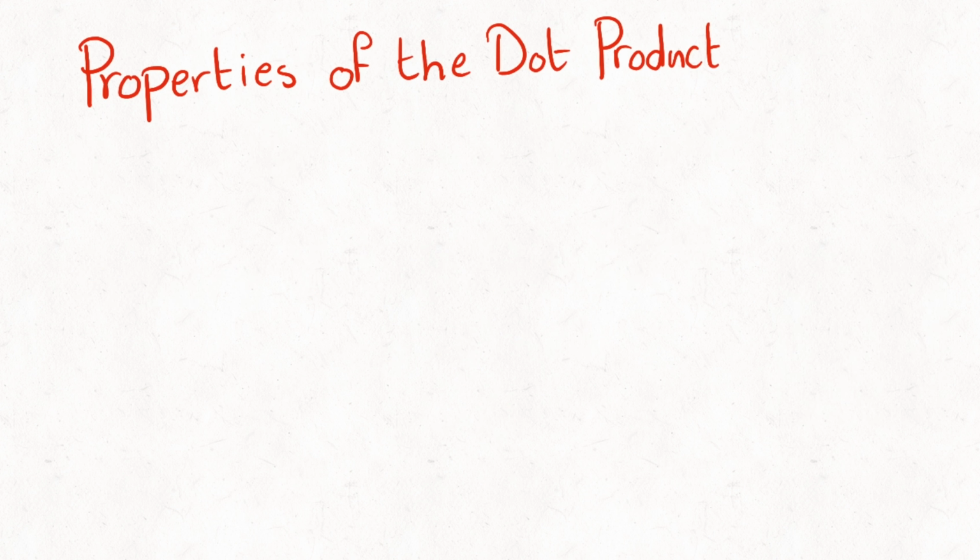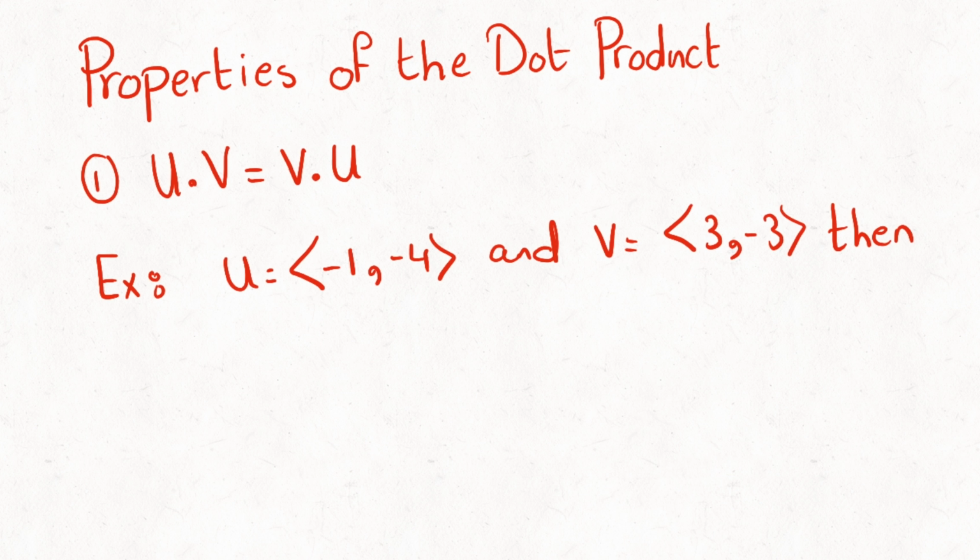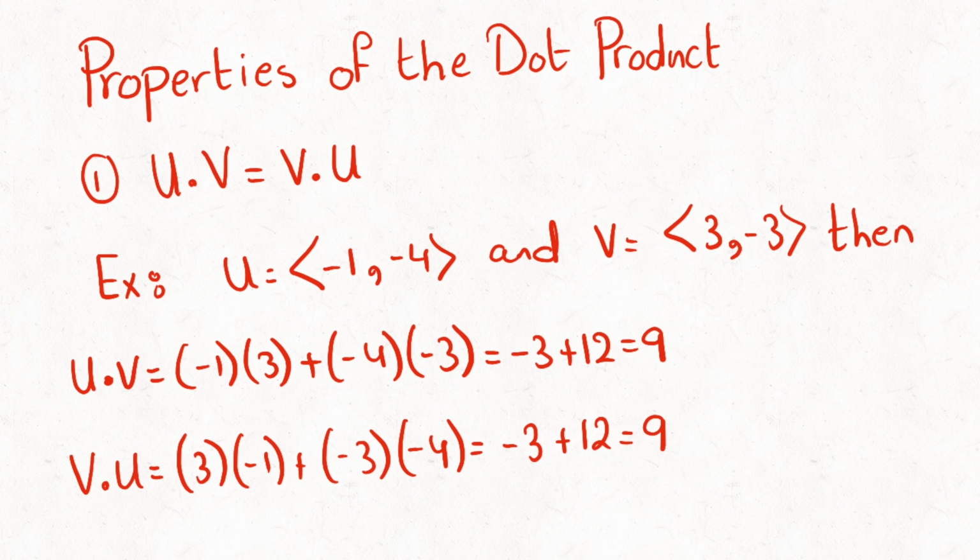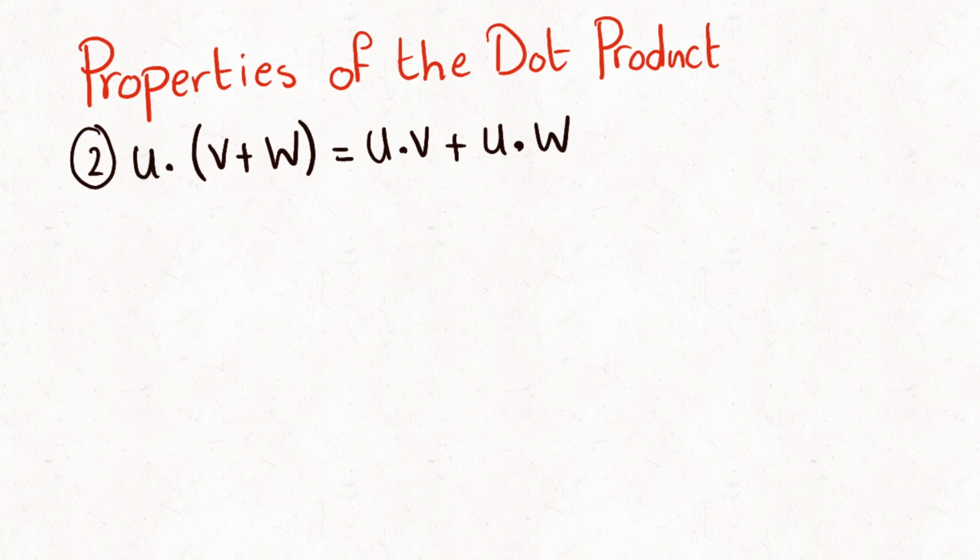Properties of dot product. We start with the first property. When you have two vectors u and v, then u dot v is the same as v dot u. Now, take u dot v, the answer will be 9, and v dot u also, the answer will be 9. Now, we will move to the second property.